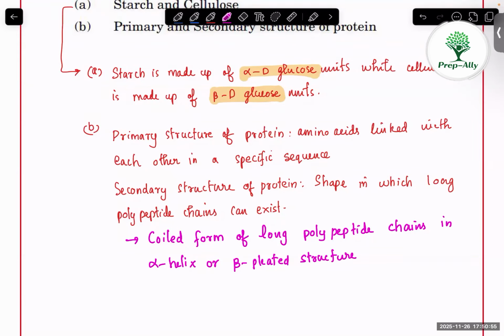For primary structure, only one particular point is there, that it is simply amino acids which are linked in a particular specific sequence. Okay, secondary structure is a shape in which long polypeptide chains can exist. That is simply the answer. But if you remember that secondary structure is basically in the form of alpha helix or beta pleated structure, if you are writing that, still also you will get the marks, because that also is a definition for the secondary structure.